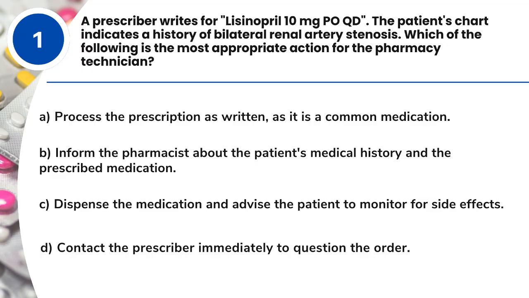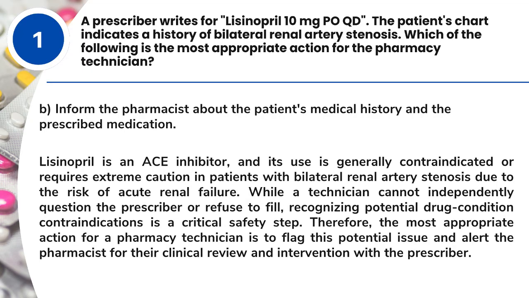B. Inform the pharmacist about the patient's medical history and the prescribed medication. C. Dispense the medication and advise the patient to monitor for side effects. D. Contact the prescriber immediately to question the order. Answer B. Inform the pharmacist about the patient's medical history and the prescribed medication.